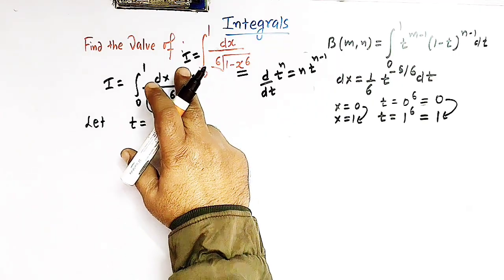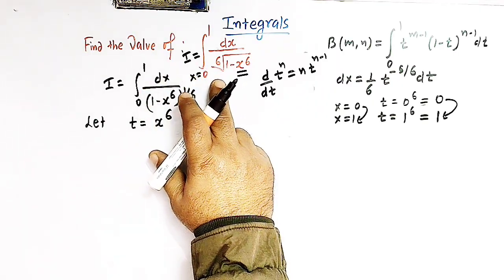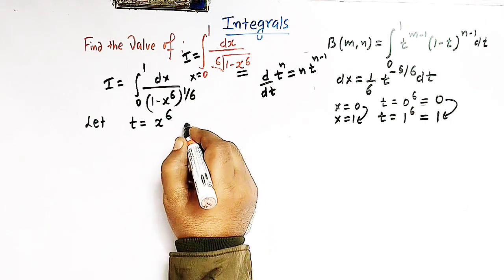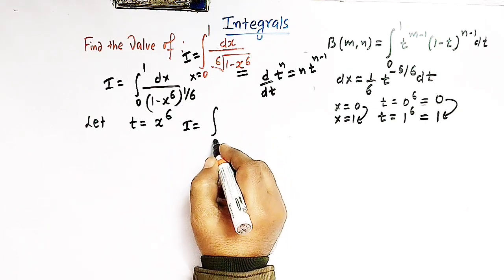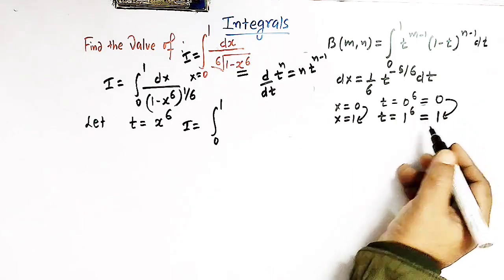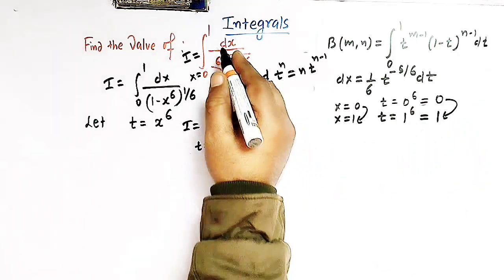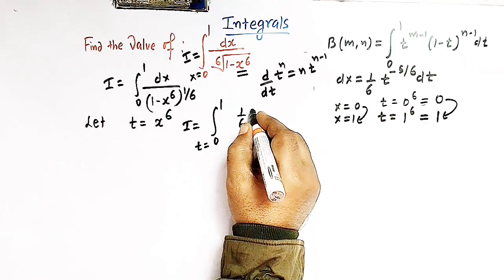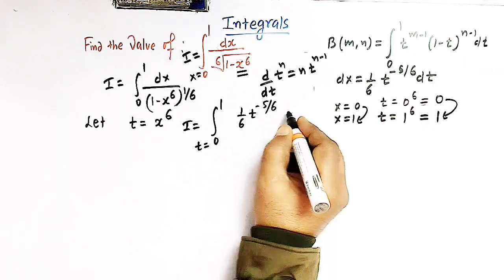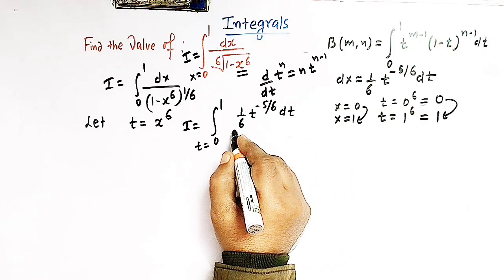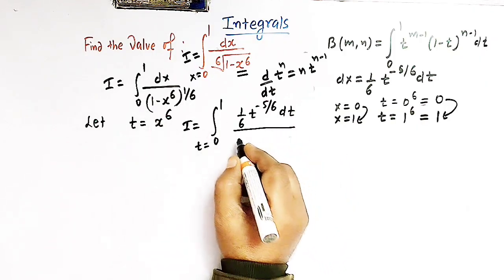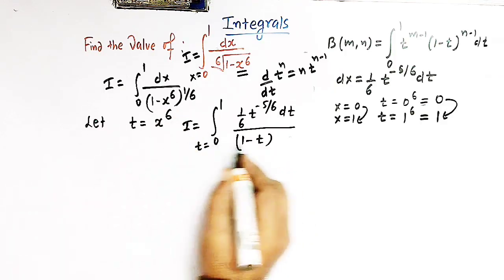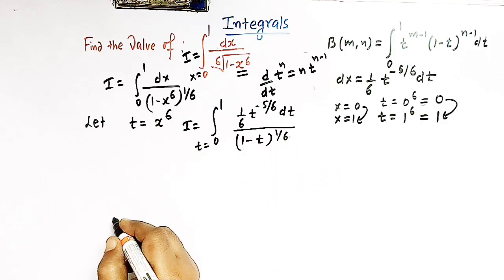So now let us write the value of this integral I in terms of t. We can now write I is equal to 0 to 1, because the limits remain the same, and for dx we can write 1 over 6 and t raised to minus 5 over 6 dt, and in the denominator we have 1 minus t, because x raised to 6 is t, and here we have raised to 1 over 6, right?